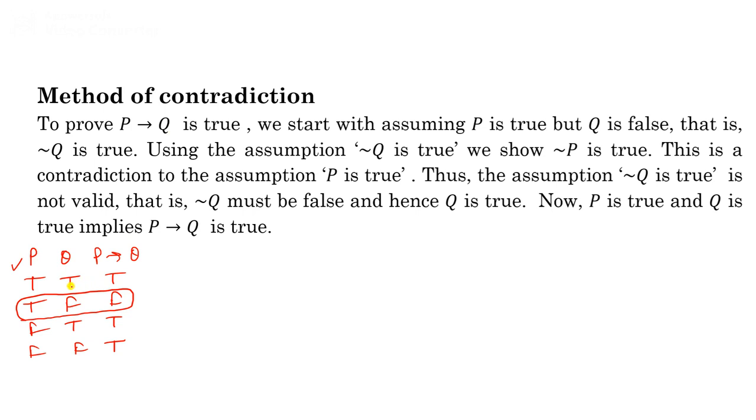Now look at this. How can we do it? We will assume that P is true and Q is false.